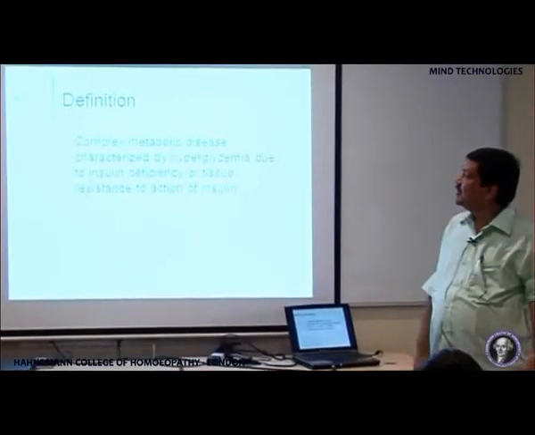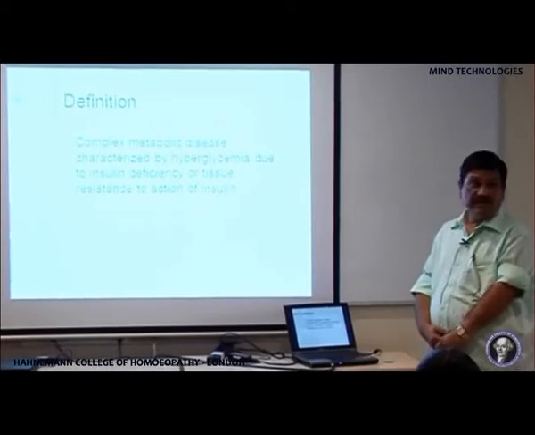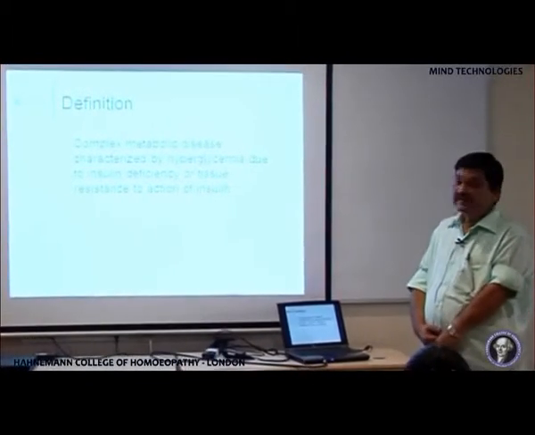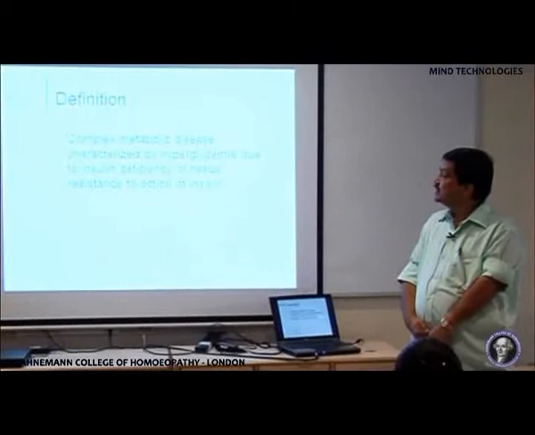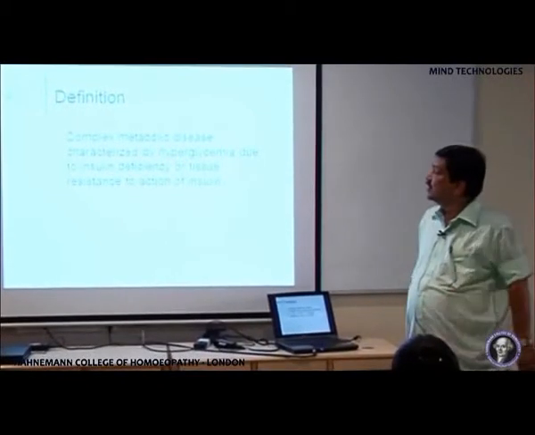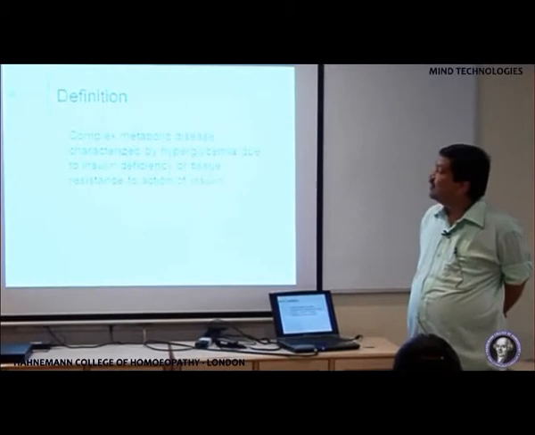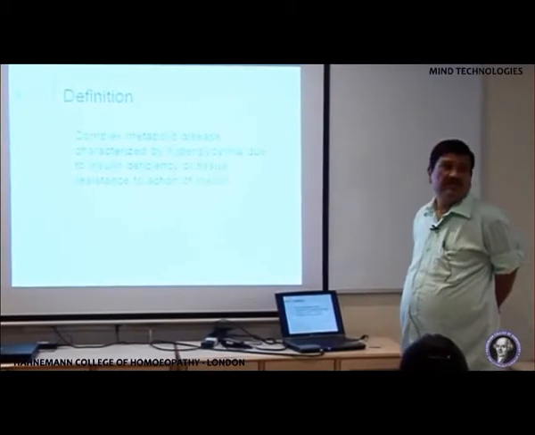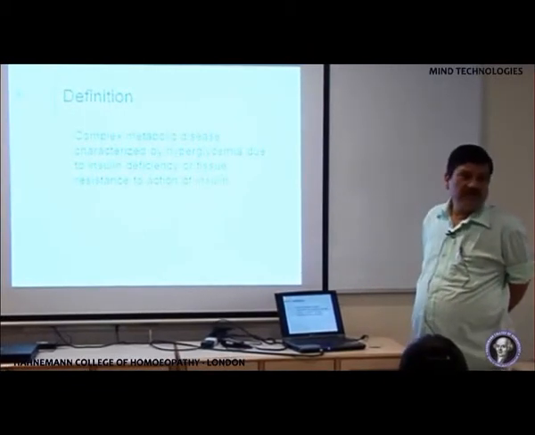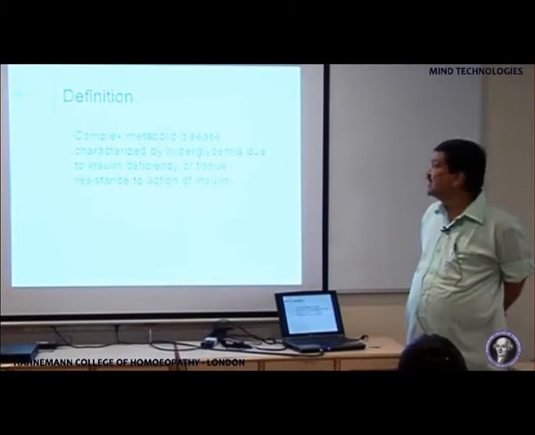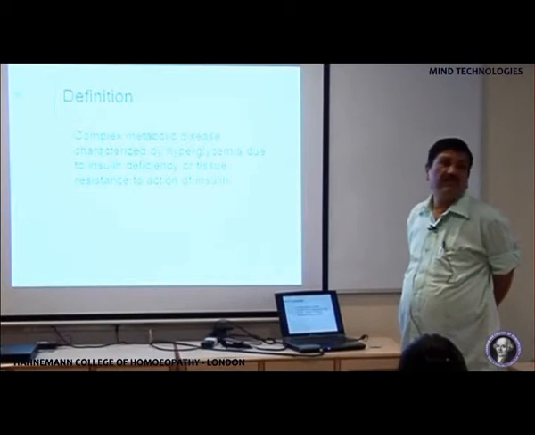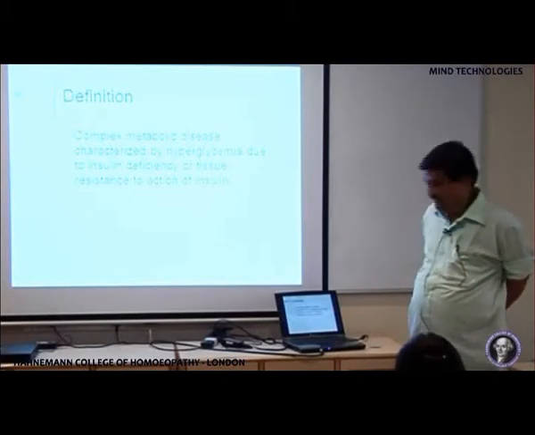Diabetes mellitus is a complex metabolic disease characterized by hyperglycemia, and this hyperglycemia is either due to insulin deficiency or tissue resistance to the action of insulin. So we have problems in all three metabolisms: carbohydrate metabolism, protein metabolism, as well as lipid metabolism. Because of that, there is a very high incidence of complications in diabetes mellitus.